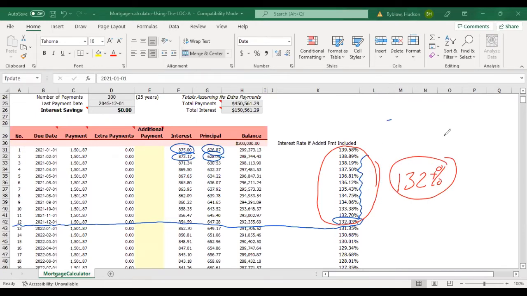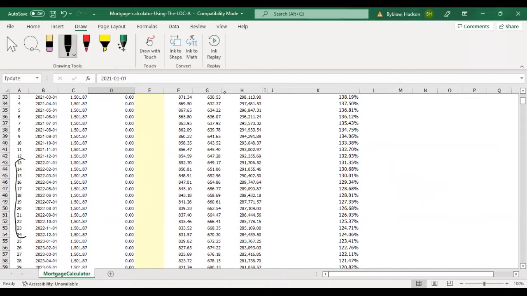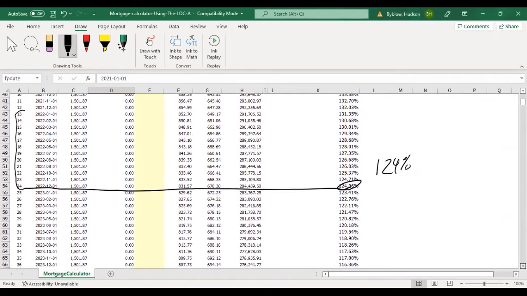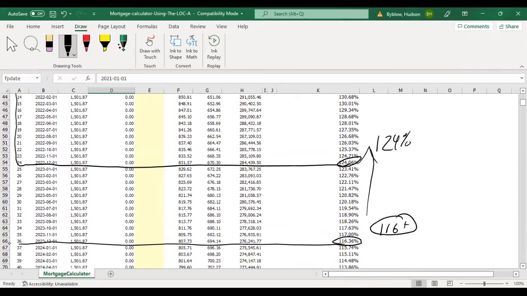Okay, so let's continue to scroll down and see 13 to 24. After 2 years, the lowest interest rate you're paying per payment is 124%. Yikes. And if we go down further to month 36, the lowest is 116%. So that's the smallest interest rate you're paying per payment. Everything's higher. And on and on and on.